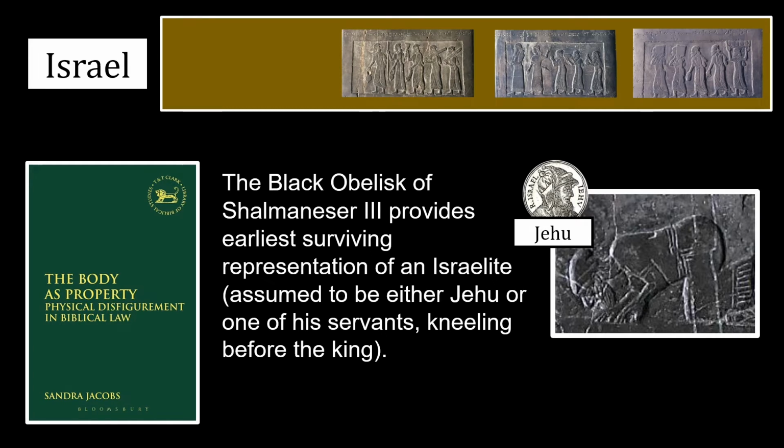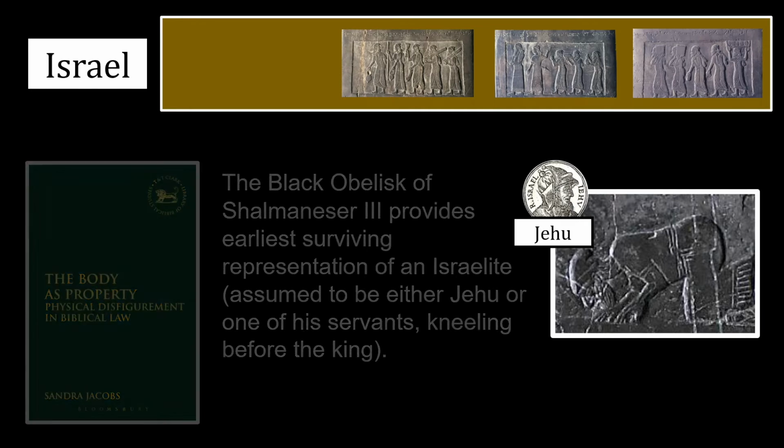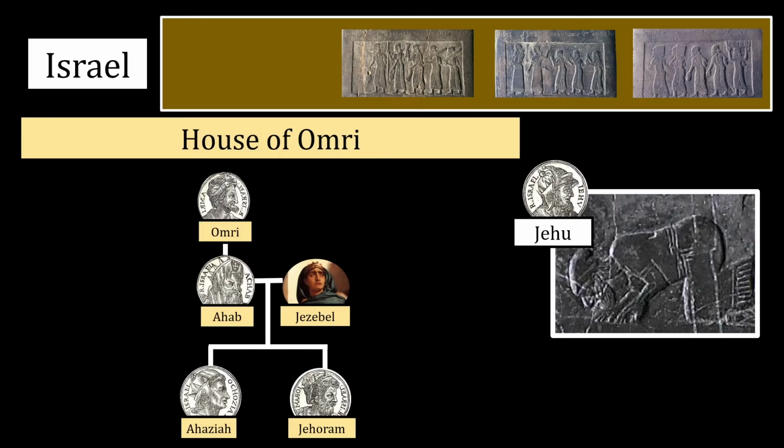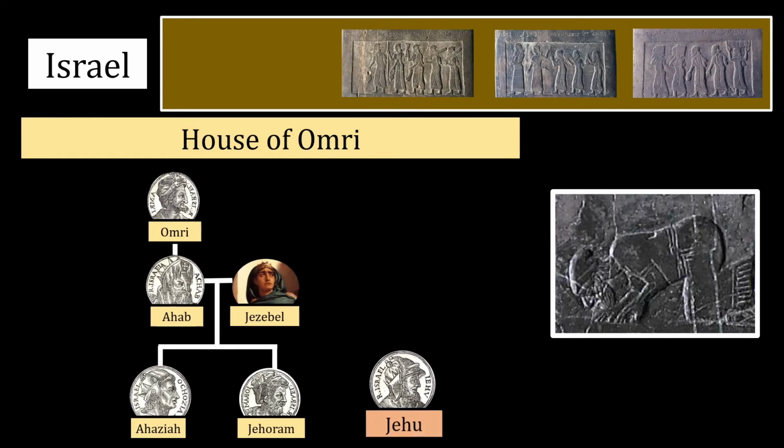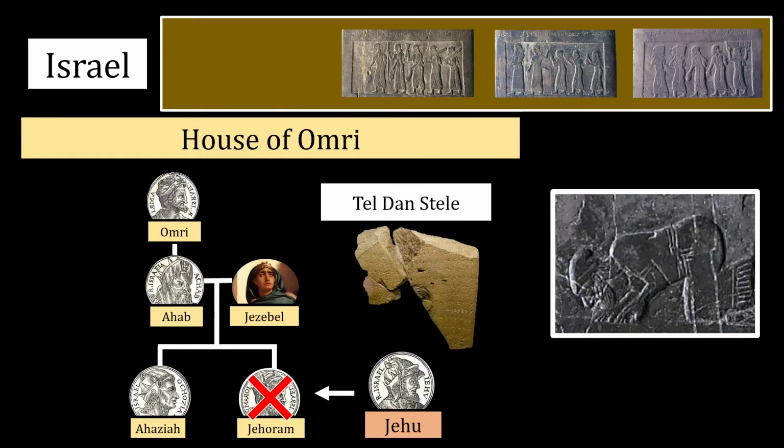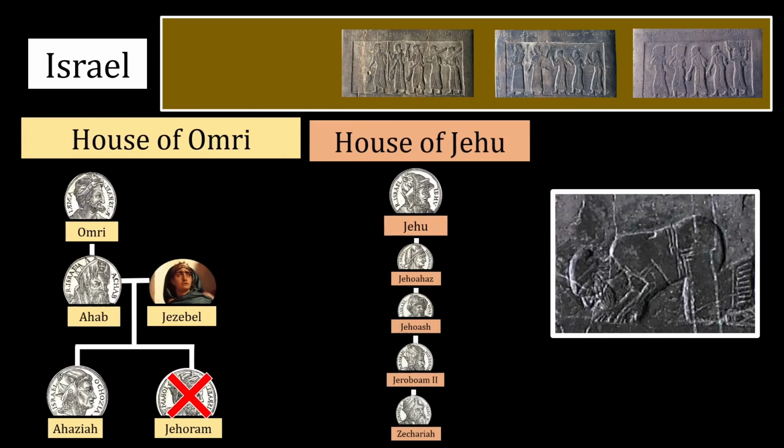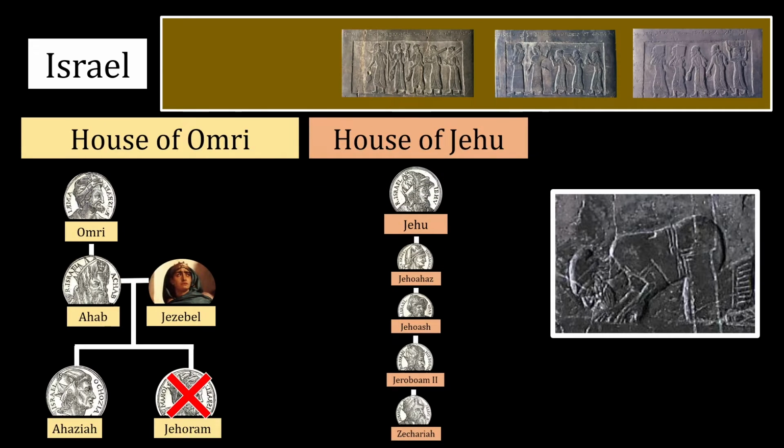Now, who exactly was Jehu? Well, Jehu was a usurper who overthrew the house of Omri by killing Jehoram, the last Omride king. Refer to my videos on the Tel Dan Stela for more about that. By killing him, Jehu creates his own dynasty in Israel, the house of Jehu, and he has 4 of his descendants sit upon the throne.